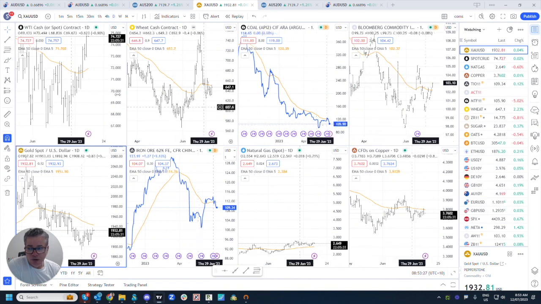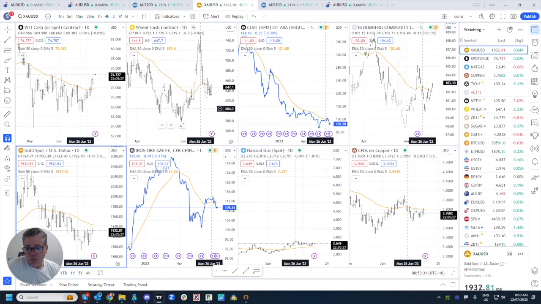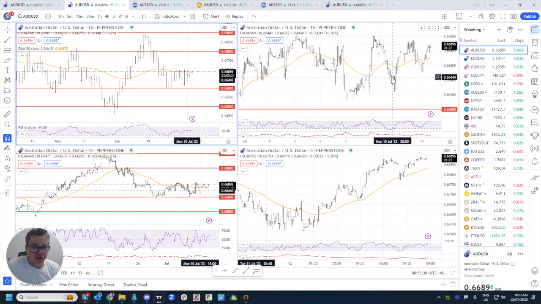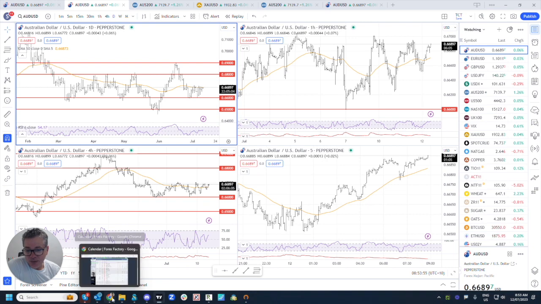copper's off a little, oil is having a cracking session, wheat's up, so a bit of a mixed bag in the commodity picture. But Aussie dollar is just floundering in the middle of nowhere, in between those ranges we've been monitoring for a couple of months now. So all in all, not much to talk about in historical price over the last 24 hours, but certainly we've got a lot coming up.